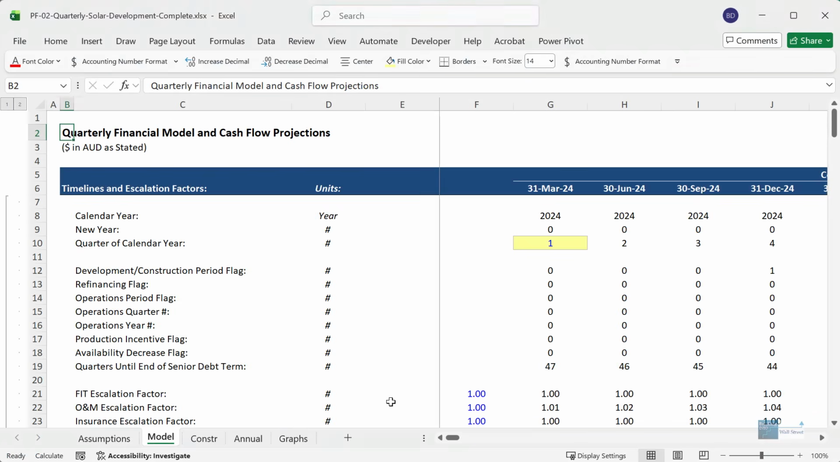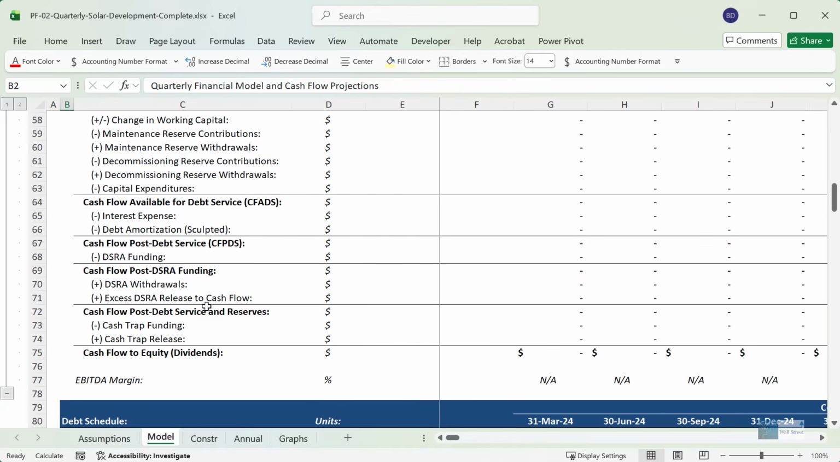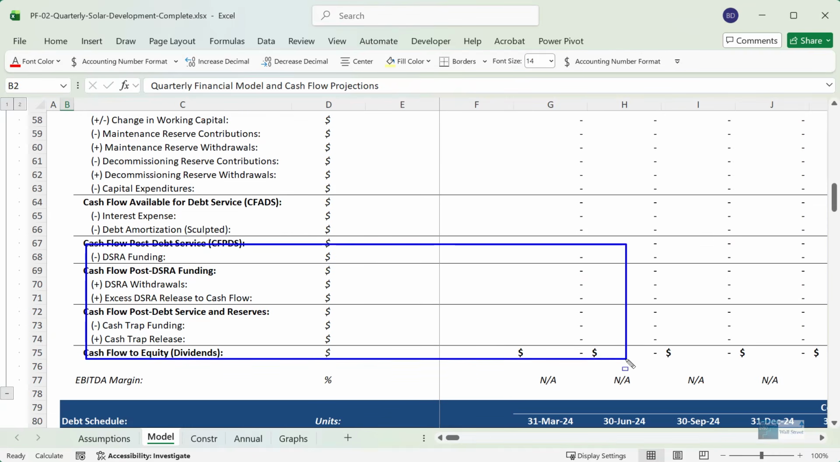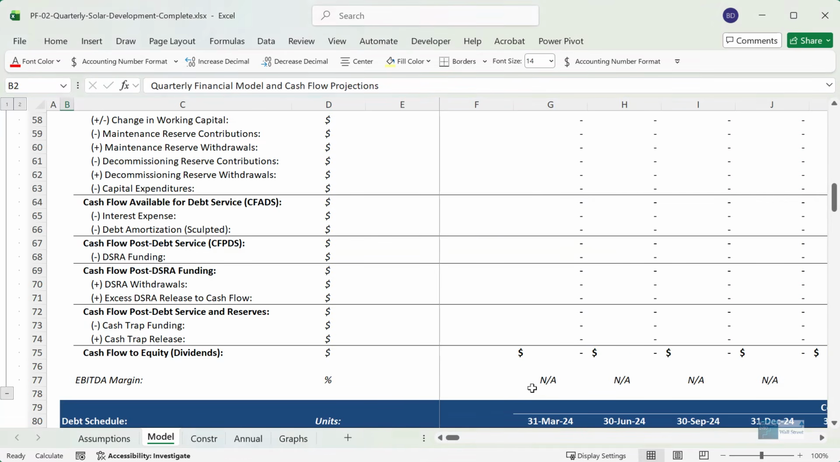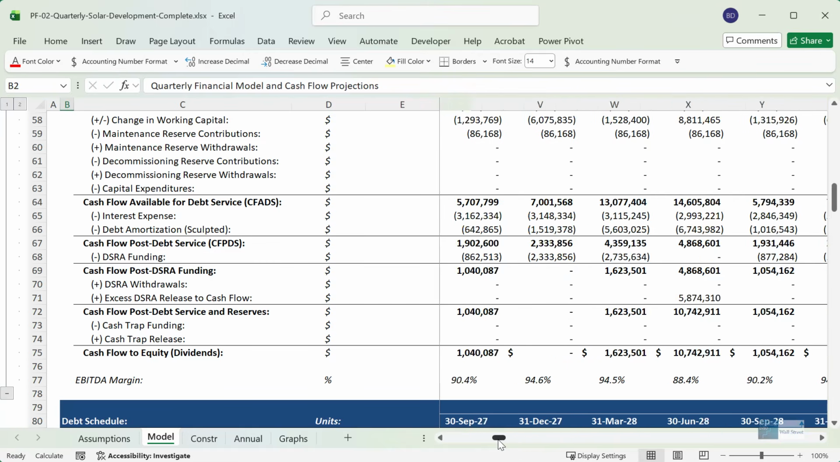So I'm just going to pull up an example from our course very quickly of this quarterly solar model where we have a bunch of different reserve accounts, or at least 2, the DSRA and also a cash trap here, which limits distributions to the equity investors based on other trigger conditions. So these interact with each other, and you have to be very careful about what the order is and what the priority is and all that.